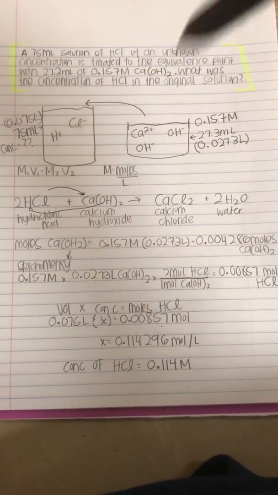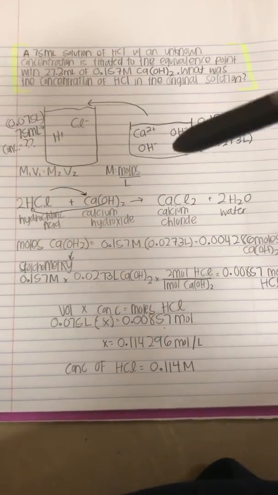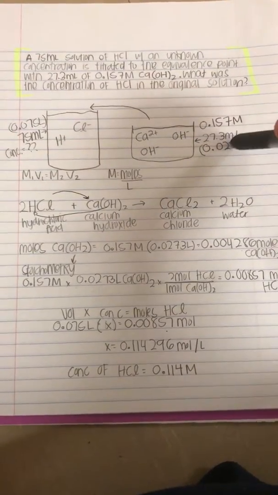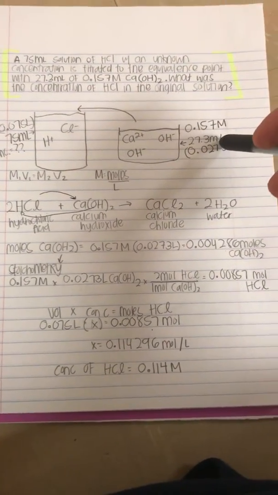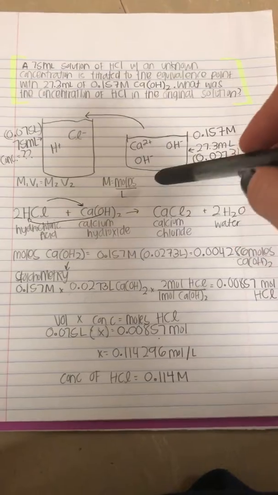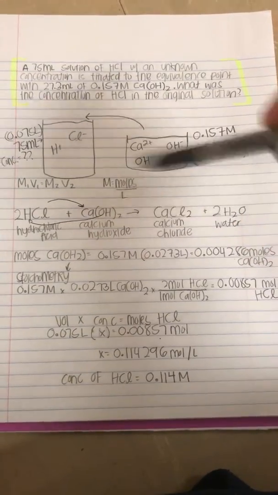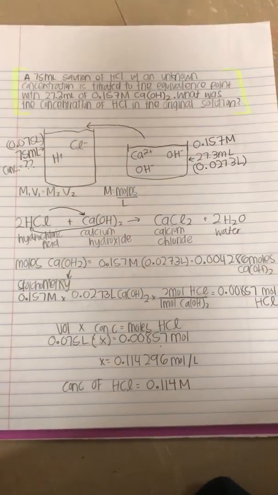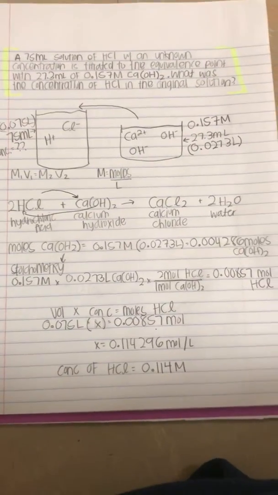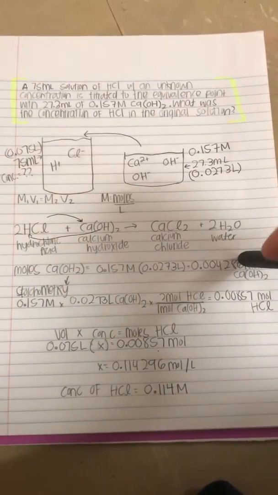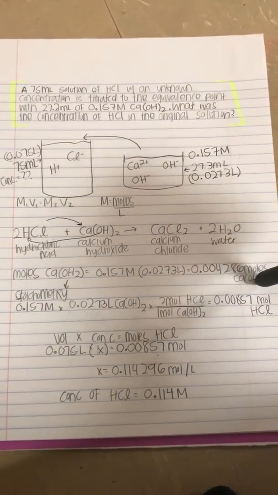So after you do that, then you can figure out your moles of calcium hydroxide because you're given this information. And then once you plug that into this equation, you can just move the liters and multiply it by molarity to give you the moles. So there you can find the moles of calcium hydroxide.